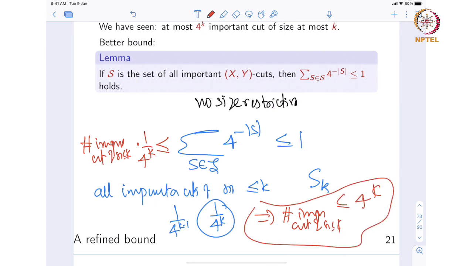So this is why I'm going to call this a refined bound. What we are saying is that if you sum them, if you look at the contributions of 1 by 4 to the power of important cuts, as the size increases, their contribution to this space of important cuts decreases with respect to this measure. And this is what we are going to prove.